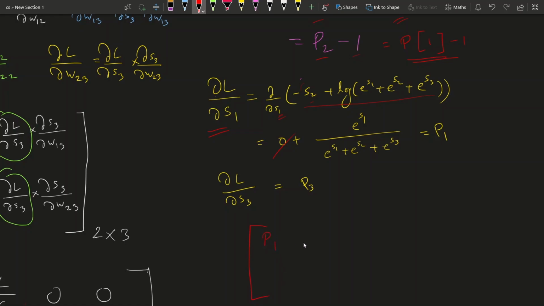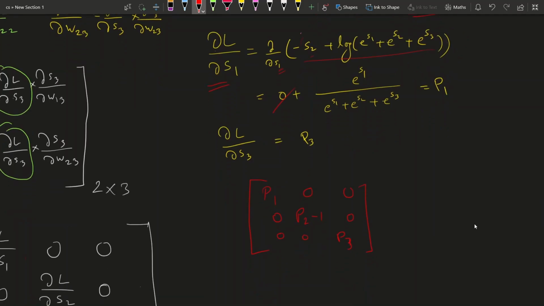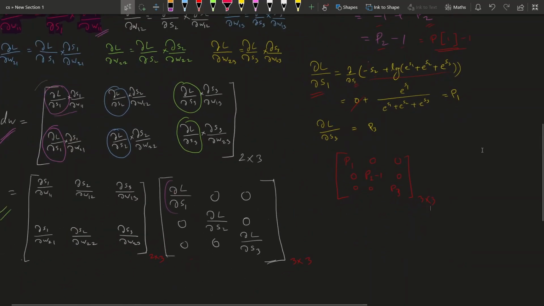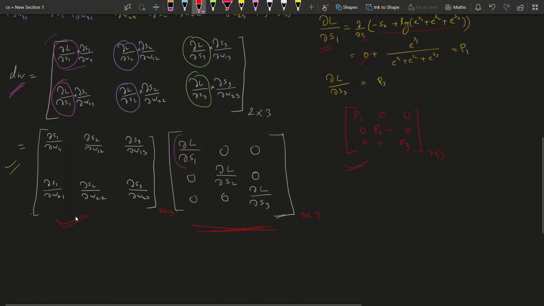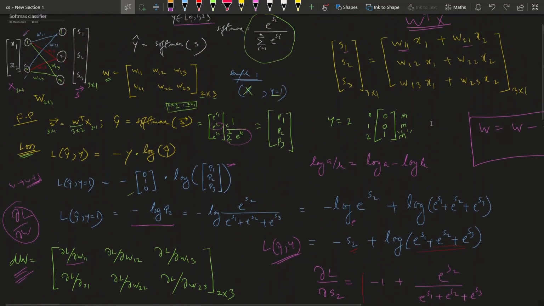It has P1 here. This is my P2 -1. And this is my P3. This is my diagonal matrix. Right. This is my 3 by 3 diagonal matrix. Now, I know this one, just computed, and I need to figure out this matrix, right? So del S1 by del W11. Well, this is quite easy, like hell easy.